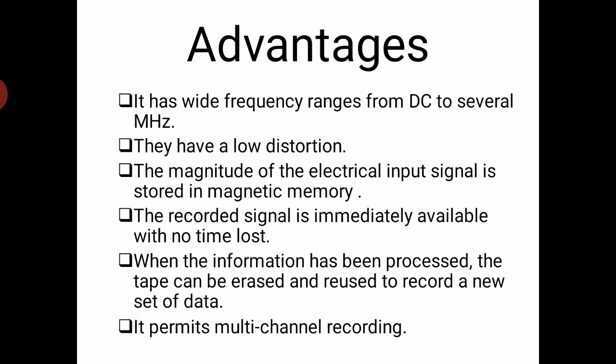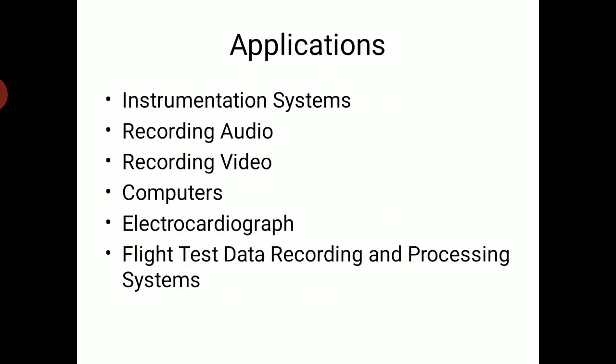So the advantages: the frequency range is from DC to several megahertz, low distortion, and conversion of the electrical input signal into magnetic memory. The recorded signal is immediately available with no time lost. When the information has been used, the tape can be erased and reused to record new data. It permits multiple channel recording. Applications: instrumentation systems, recording audio, recording video, computers, electrocardiograph, flight test data recording and processing systems.